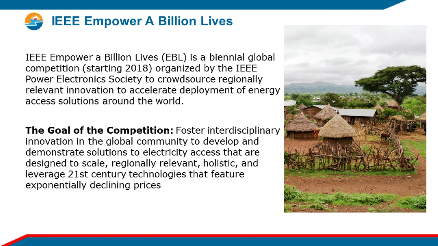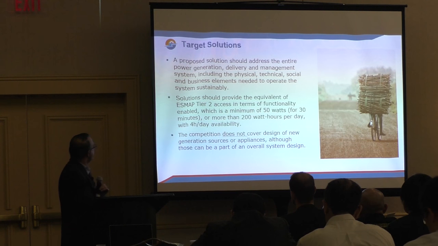So we defined the goal of the competition. It's interdisciplinary in nature, the innovation is really important, and it's a global approach. The idea is to develop and demonstrate solutions for energy access that are designed to scale, because scaling is critical, that are regionally relevant, and that are holistic. So this can't be just "I have a better control loop." That control loop has to be embedded in how the service can actually be delivered. And it really leverages 21st century technologies built on exponentially declining prices. So this is the heart of the competition, in terms of what the expectation is. If there are any questions, please feel free to raise a hand and ask.